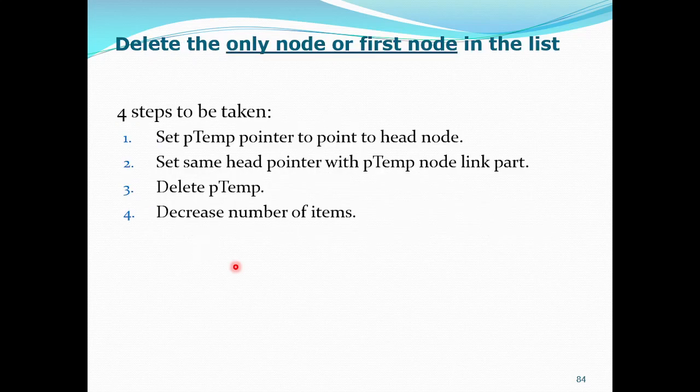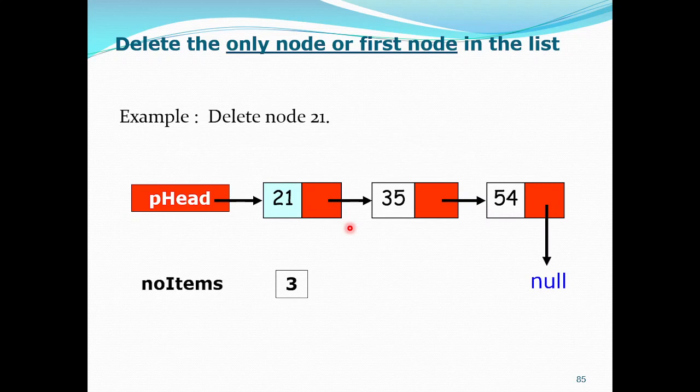now to delete the only node or first node in the list, these are the steps to be taken. First, you need to set the temporary pointer, ptemp, to point to the head node, then set the head pointer to the next node, and delete the temporary pointer, and you decrease the number of items. So we need to follow these steps.